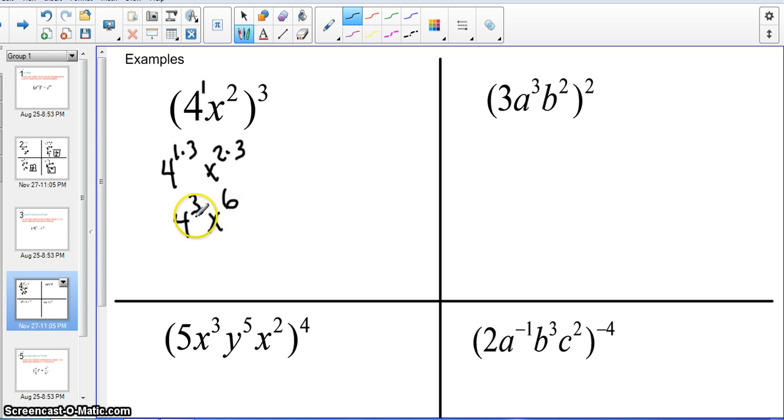Now we're going to multiply these numbers out. So 4 to the 3rd is 4 times 4 times 4. It's not 4 times 3. So 4 times 4 times 4 is 64.